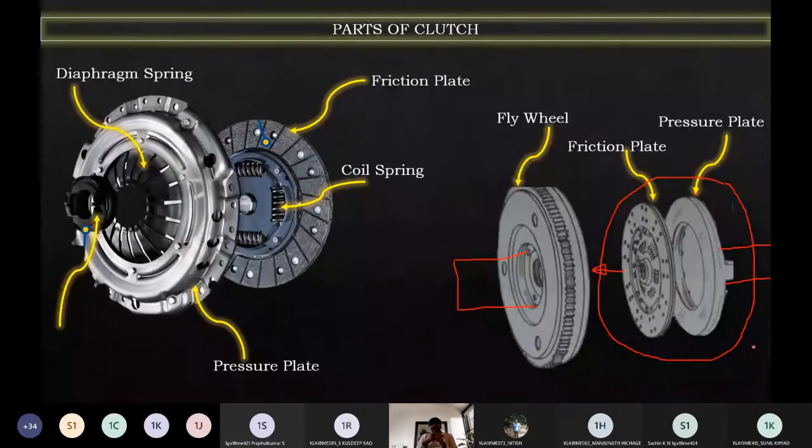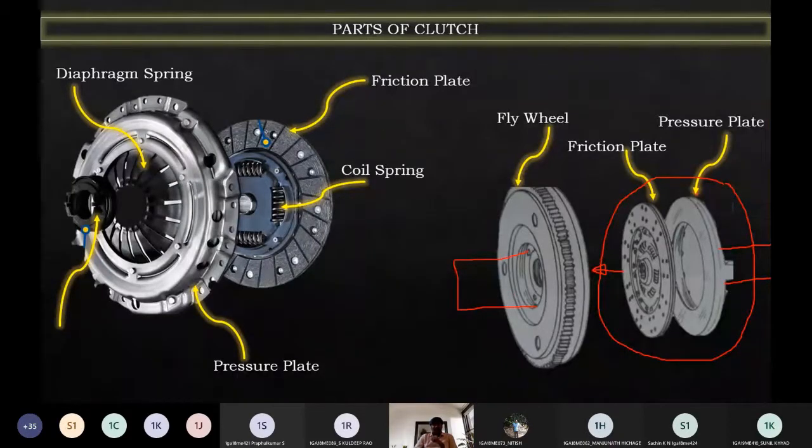So what exactly happens is the clutch, whatever power is generated by the engine, should exactly transmit the same power to the transmission shaft, or indirectly to the entire wheels, without any loss. Obviously, there will be some very minute amount of loss. So let me see what the different parts are.